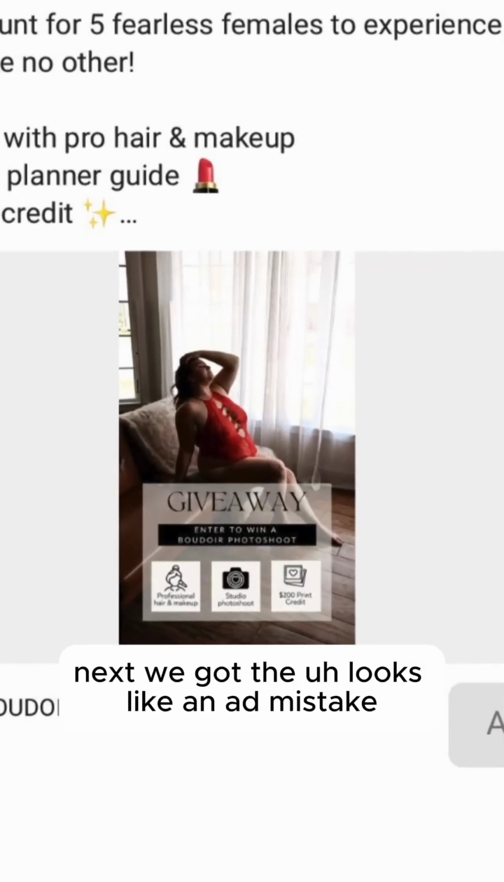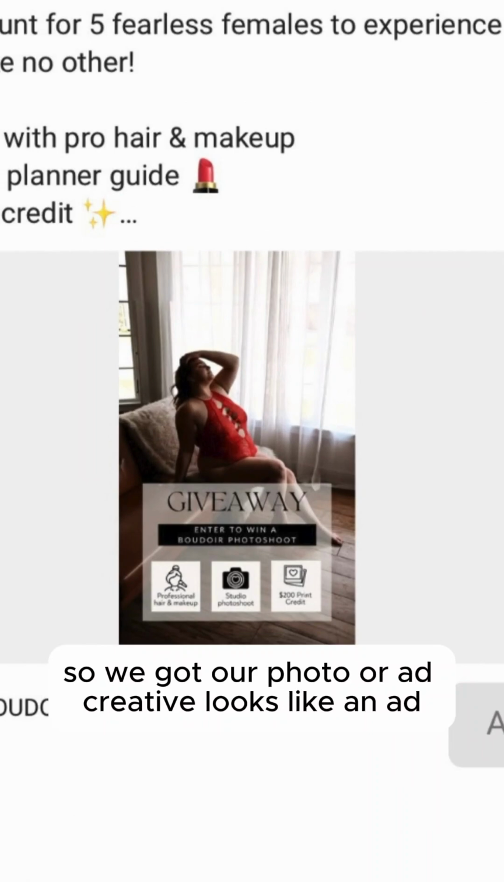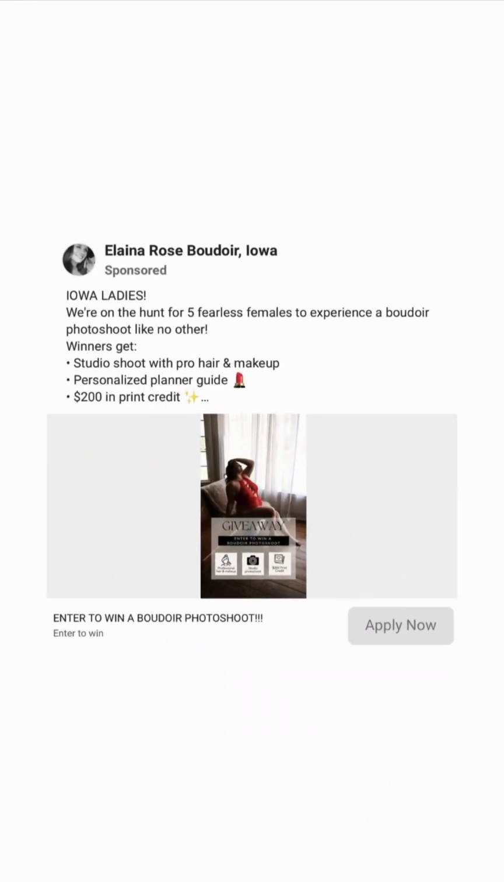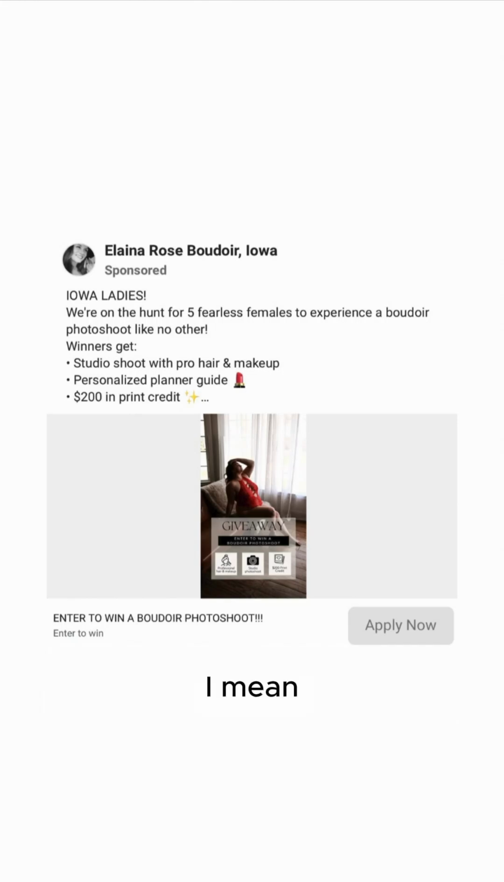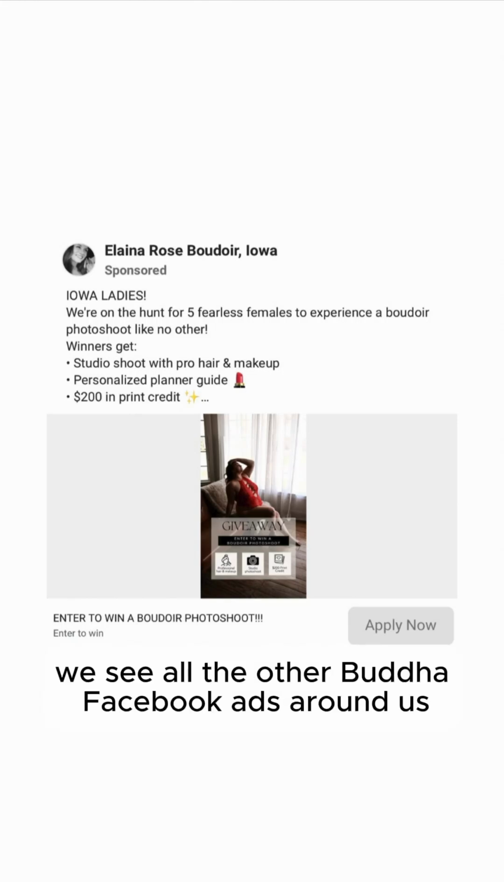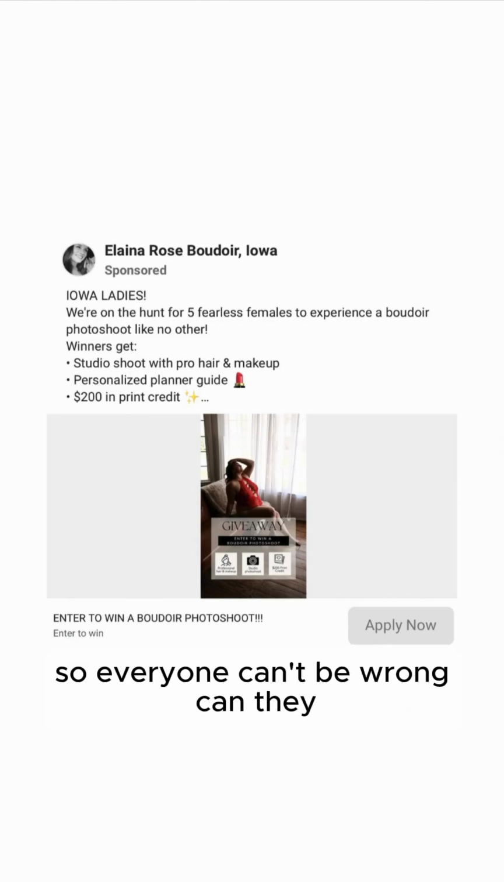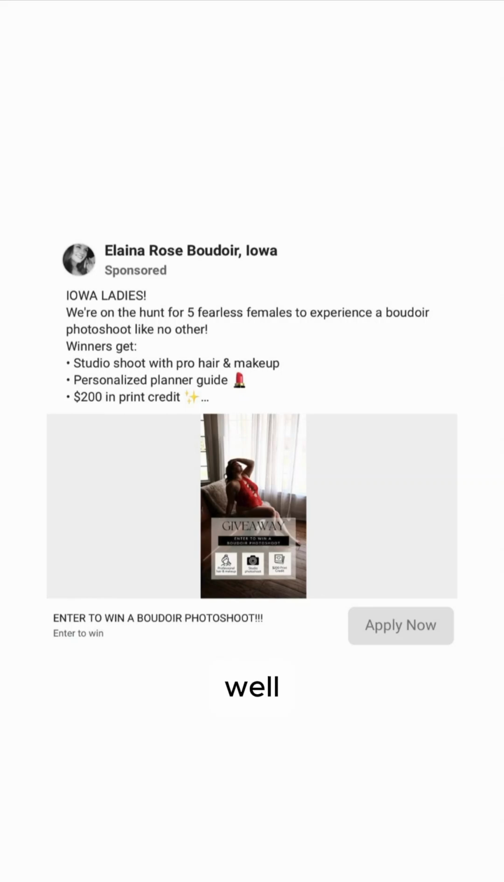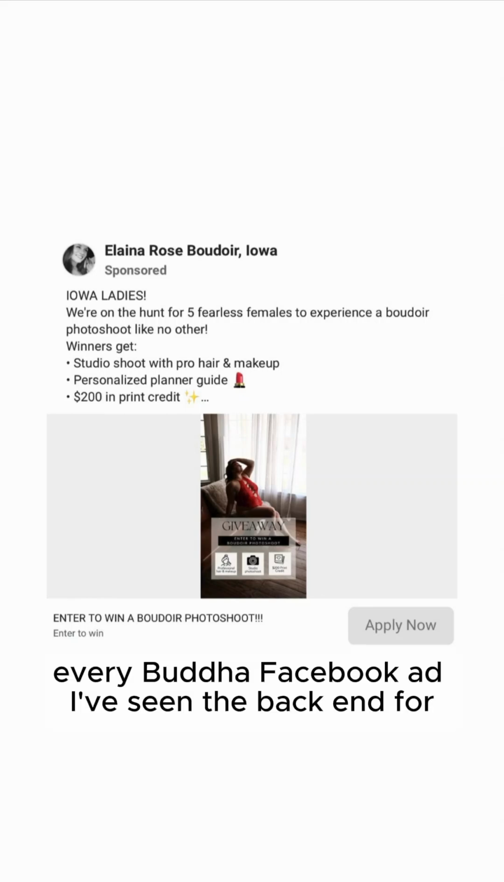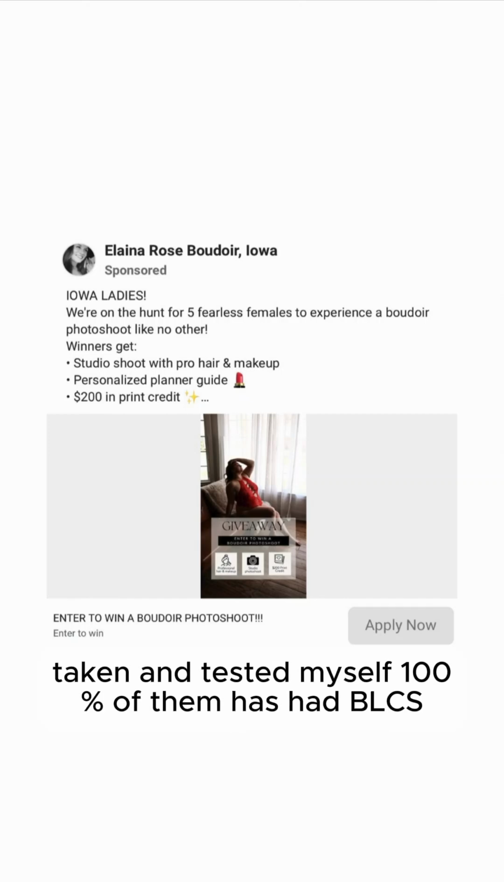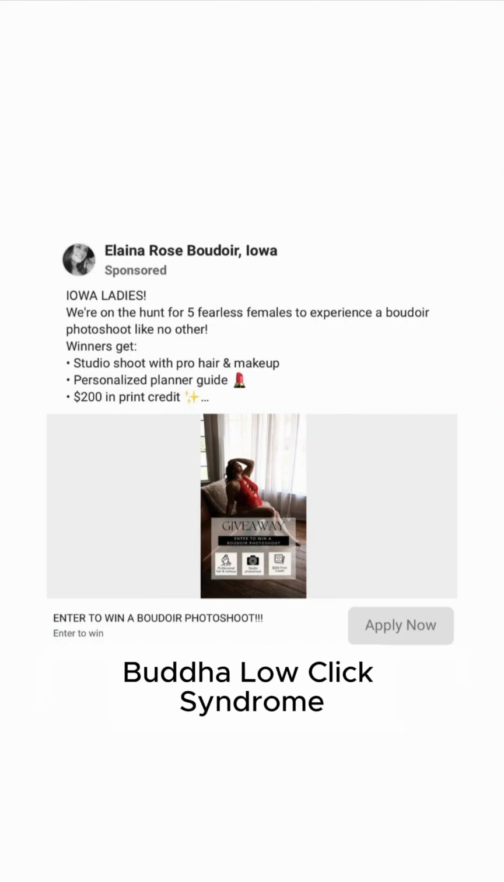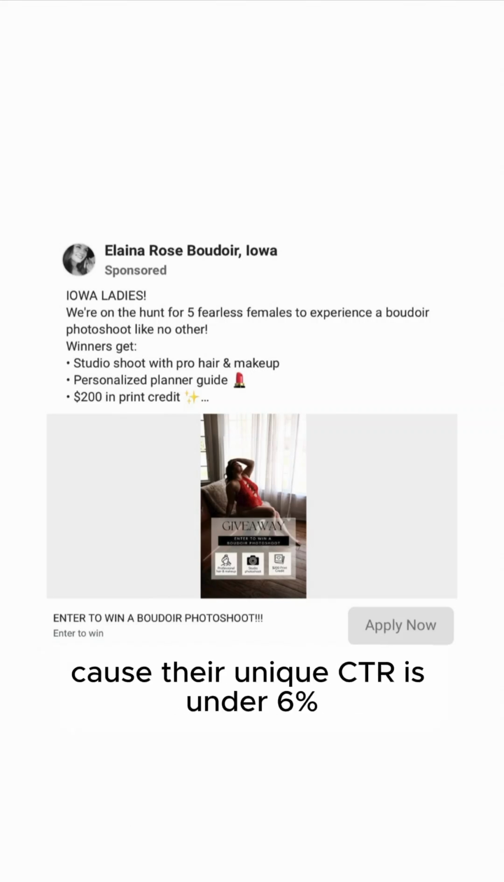Next, we got the looks like an ad mistake. So we got our photo or ad creative looks like an ad. The false belief that causes us to make this mistake is, we see all the other Boudoir Facebook ads around us. They all look like ads. So everyone can't be wrong, can they? Well, every Boudoir Facebook ad I've seen the back end for or tested myself, 100% of them has had BLCS, Boudoir low click syndrome, because their unique CTR is under 6%.